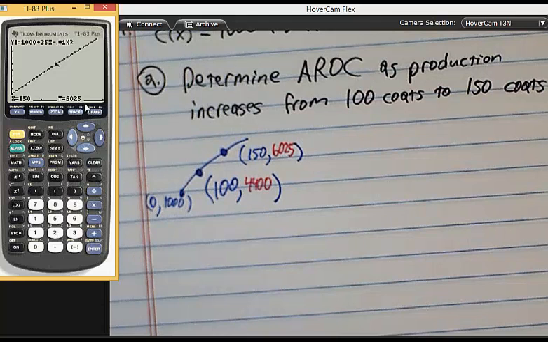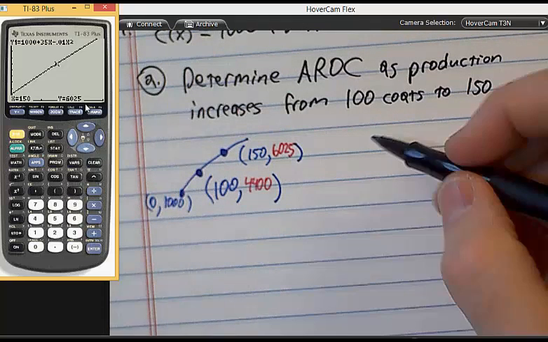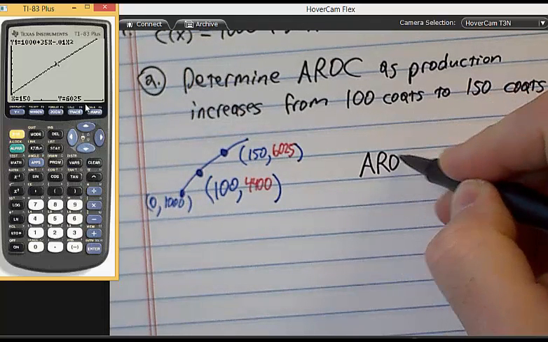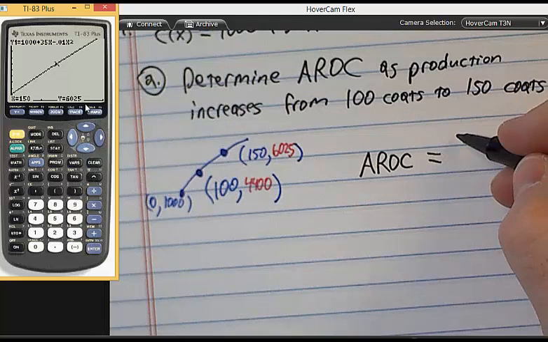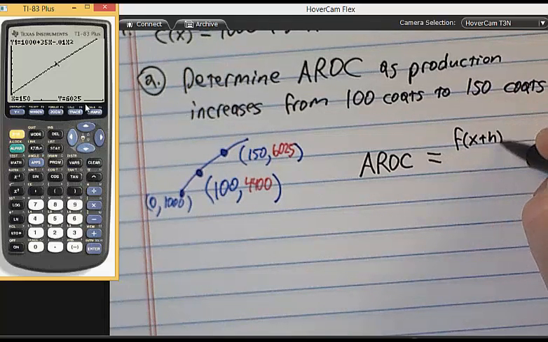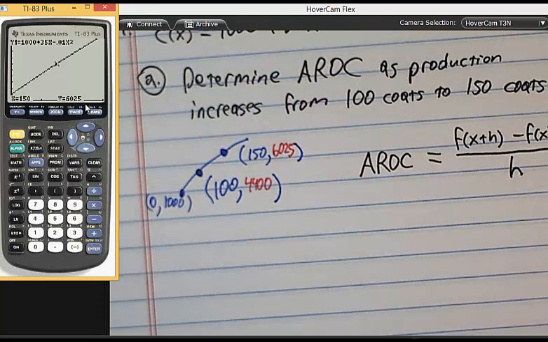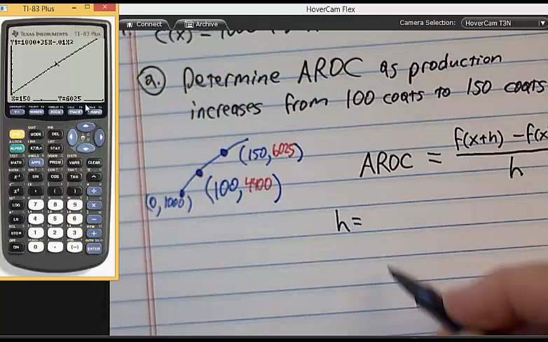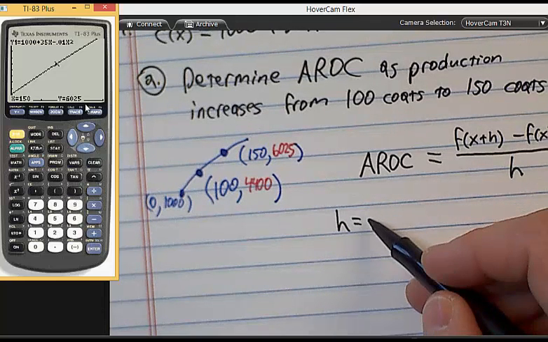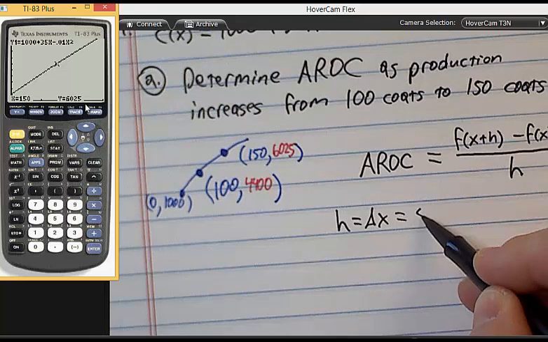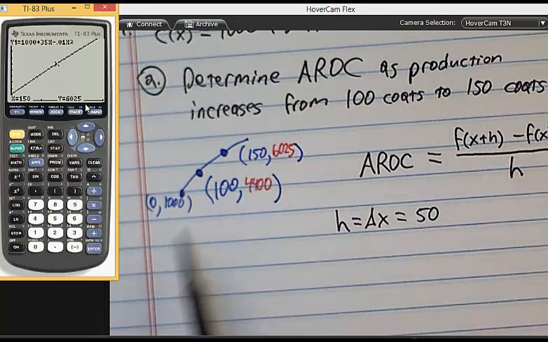Guys with me? You understand what I'm really computing. When I'm computing the average rate of change, now the book says this: f of x plus h minus f of x over h. But what I'm really computing is the slope, right? H is what here? Delta x is another way to say it. And what number is it? It's 50, because it's 150 minus 100.